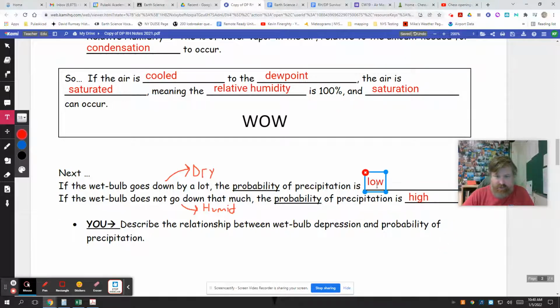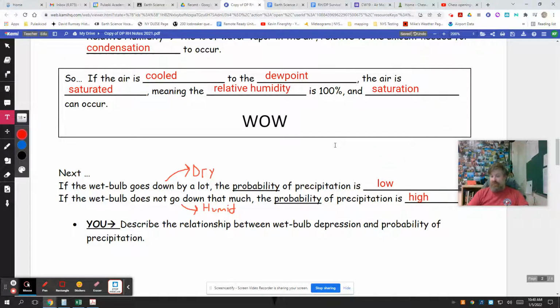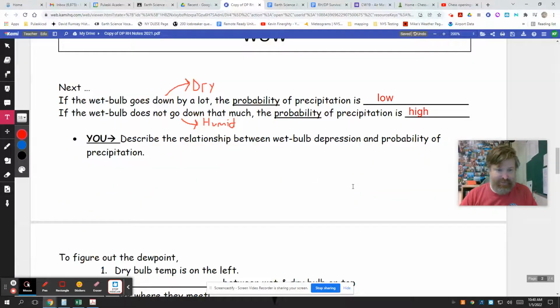Oh, I said those backwards. Oh, did you catch me? No, I didn't. I did it right. Sorry, second guessing myself. If it's dry, it's going to be a low chance of rain. If it's humid, it's going to be a high chance of rain. Sorry, I've done this three times in a row, confusing myself.